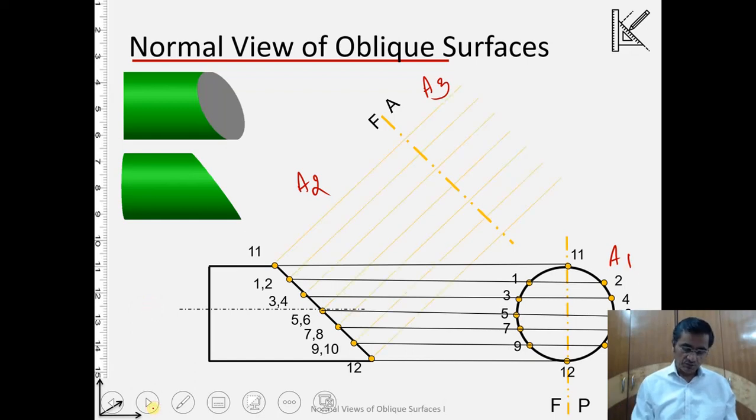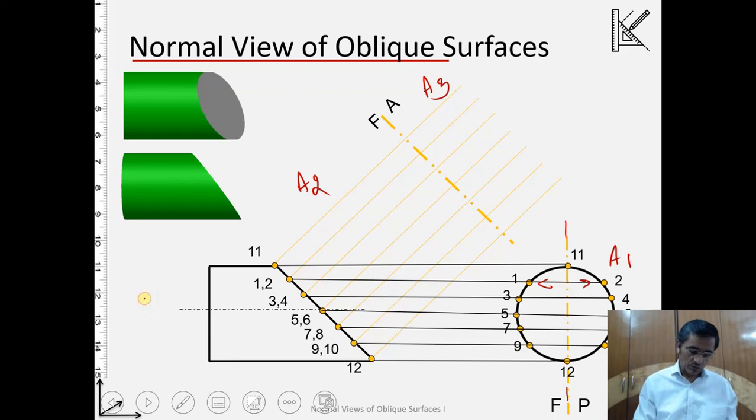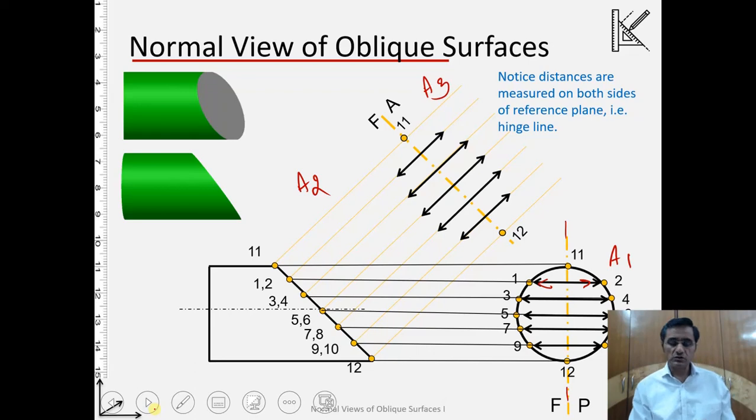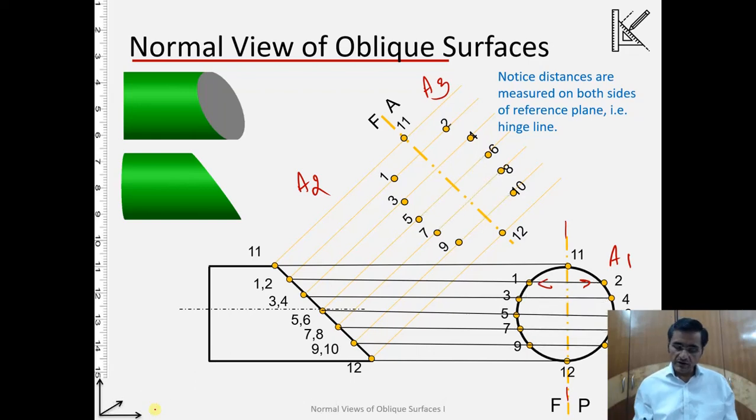So the projectors from A2 are like this. Now the distances we have to take from A1. One thing that we are doing over here, we are not measuring distances from the hinge only on one side, rather we are measuring the distance on both sides, and it's okay because the distances are relative. So if you take the distances and keep applying them on the corresponding projector, that is how the distances will be applied, and that is how we can write the names of the points corresponding to the points on the profile.